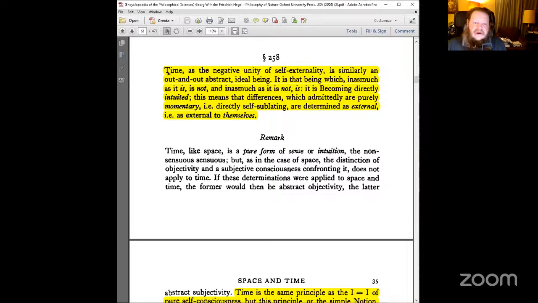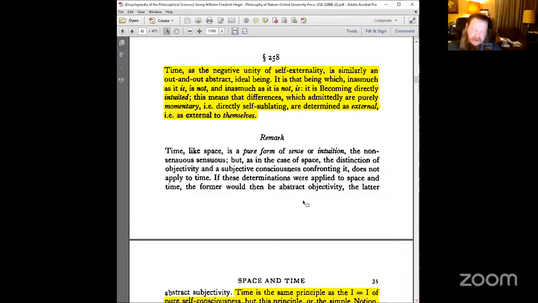Kyle, go ahead and read 258. Time as a negative unity of self-externality is similarly an out-and-out abstract ideal being. It is that being which, inasmuch as it is not, is. It is becoming directly intuited. That means that differences which admittedly are purely momentary, directly self-sublating, are determined as external, as external to themselves.